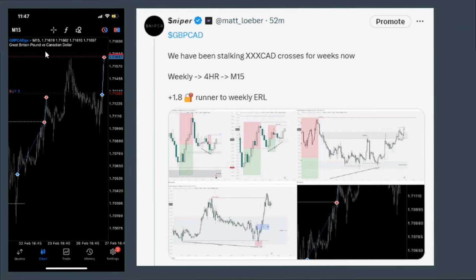And you can see here on my left, this is my MetaTrader 5 executions. I took profit at that high, and this is the post that I made on Twitter.